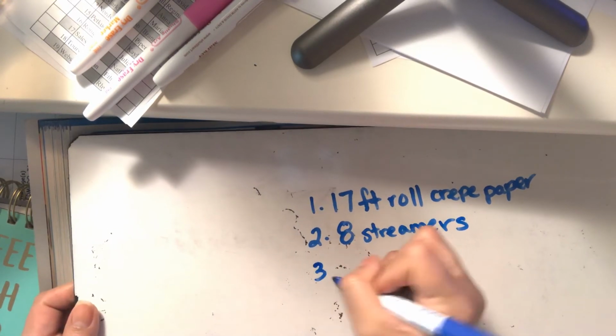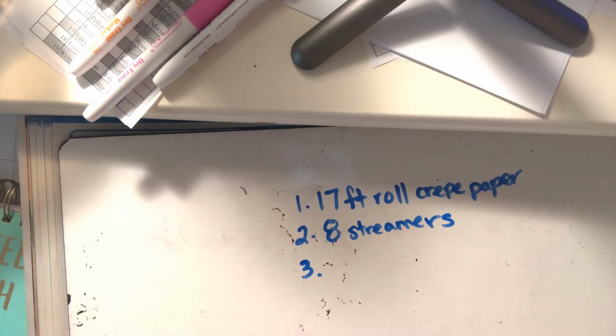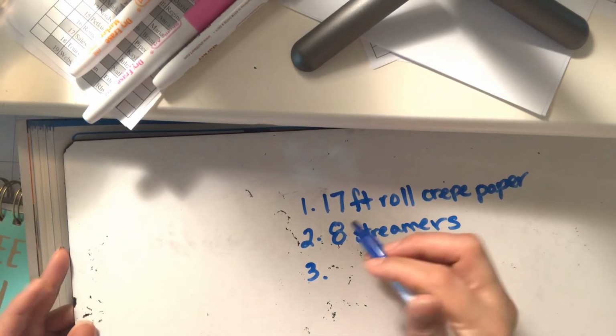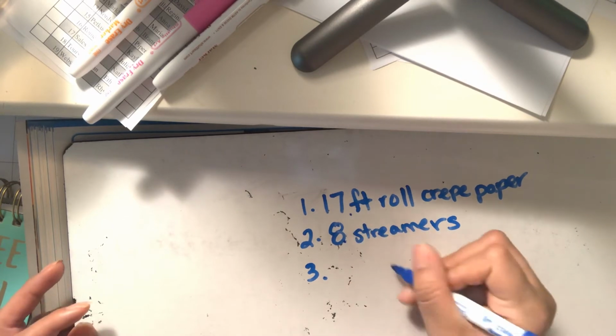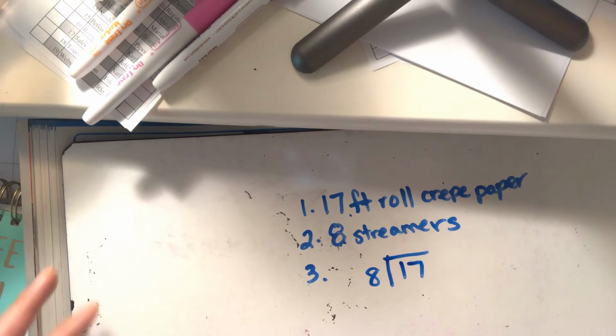And our third thing that we needed to do is create a problem off of the information that we were given. So ideally you want the bigger number inside the house right now. So we're looking at 17 feet, right? We're trying to break up 17 feet into 8 streamers. So we're going to take 8 and divide it into 17.